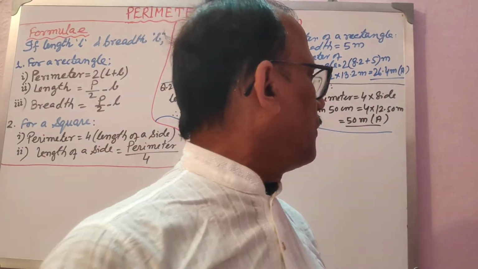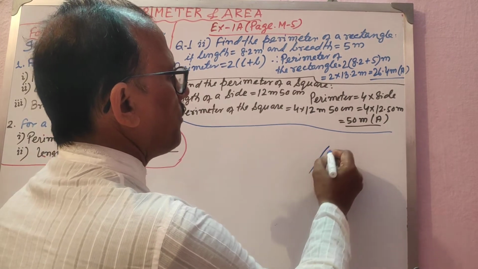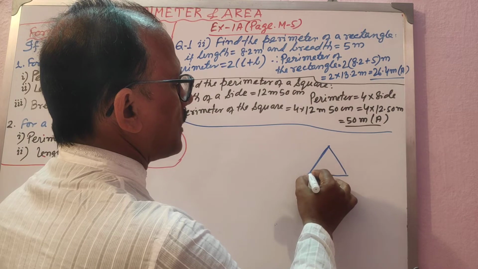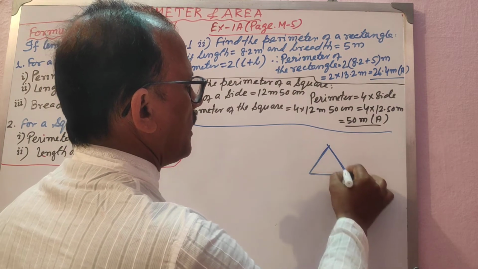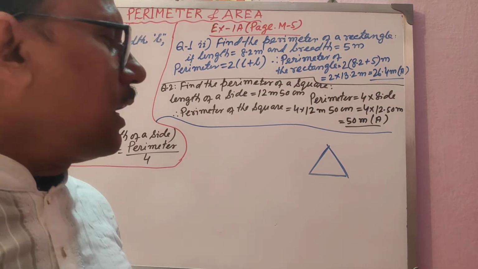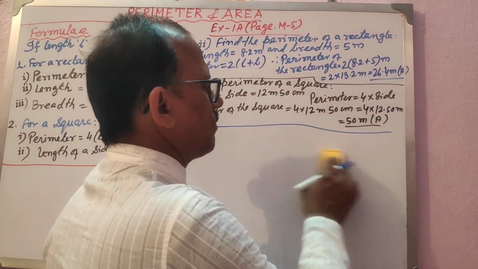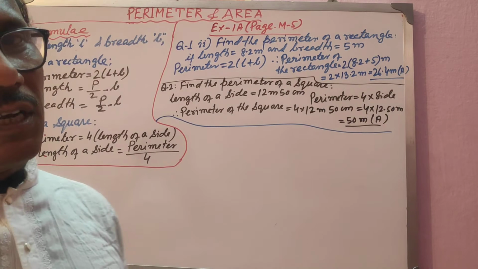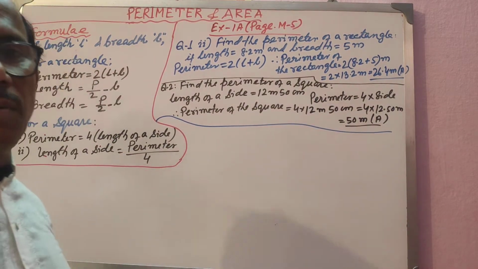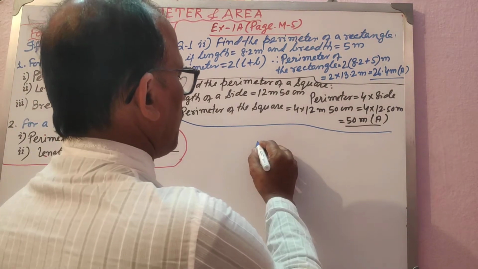Any plane figure, if you take a triangle, the perimeter of a triangle will be the length of all the three sides: this side plus this side plus this side. The summation of all the sides of a plane figure will be its perimeter. Could you understand? That means it's a boundary. The length of a rectangle's boundary, and of a square's boundary also, will be its perimeter.